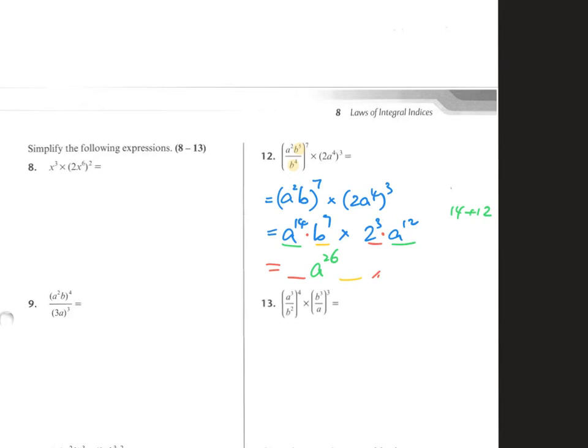Very easy, right? So let's go ahead with the rest of the questions. And do remember to do the exercises in the textbook so that you can be familiar with the formula.